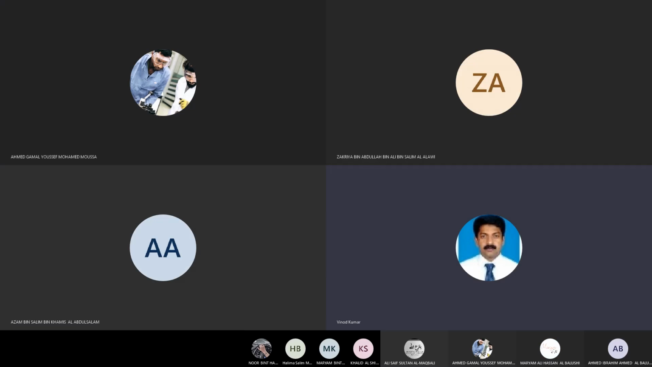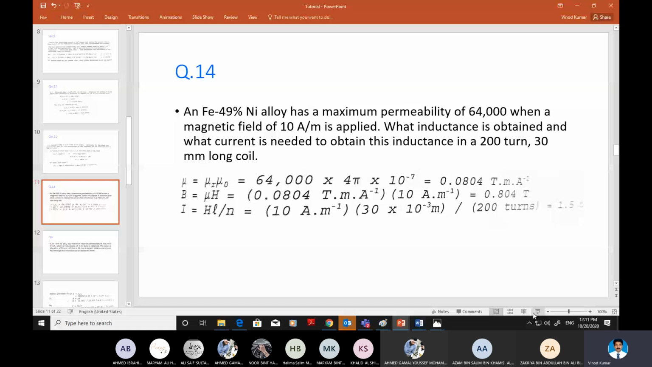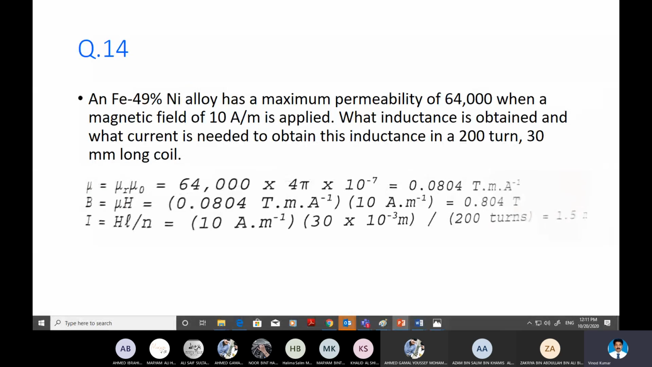Question, which is from magnetic particle. Can you hear me? Yes, you can hear me, right? Yes, doctor. Okay.